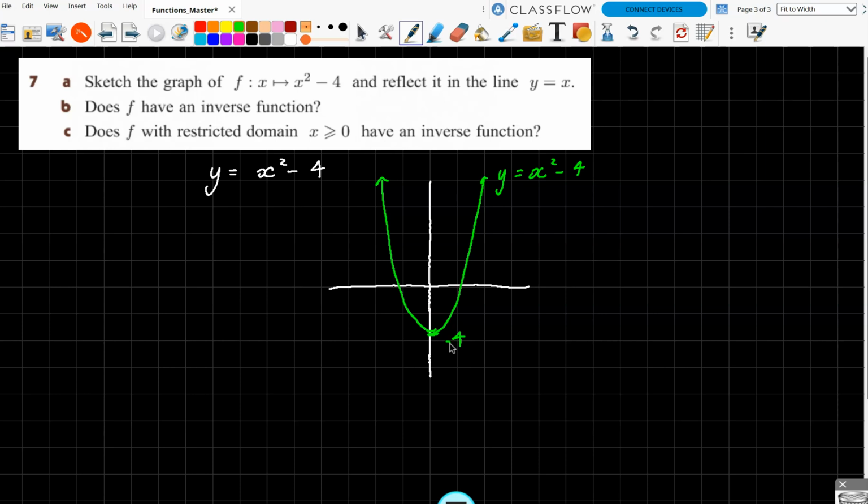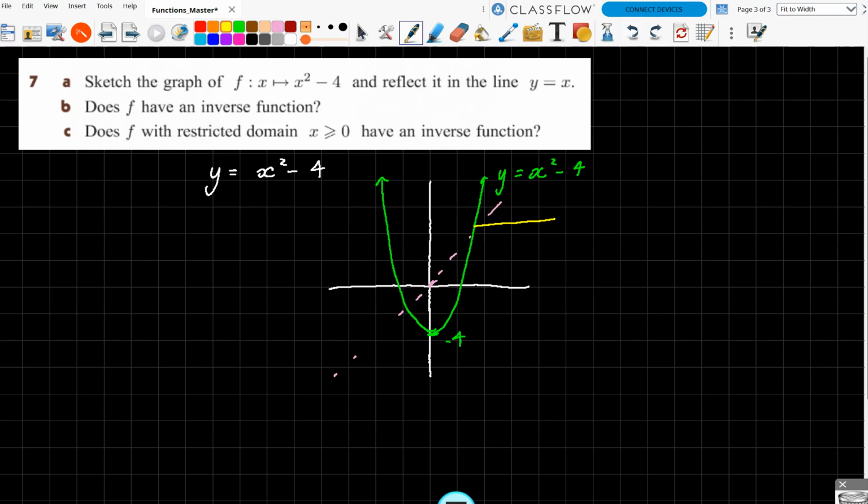So we've sketched that and reflect it in y equals x. So, let's try. Blue and green should never be seen. Oh dear. No, that didn't work.